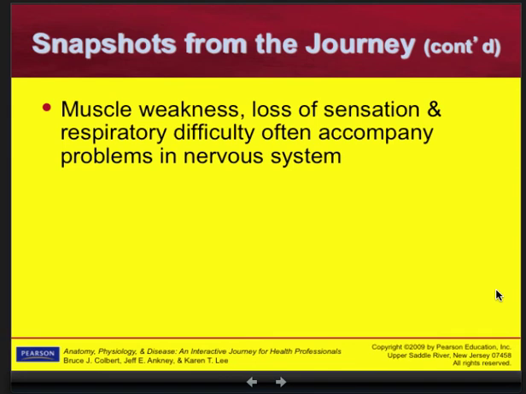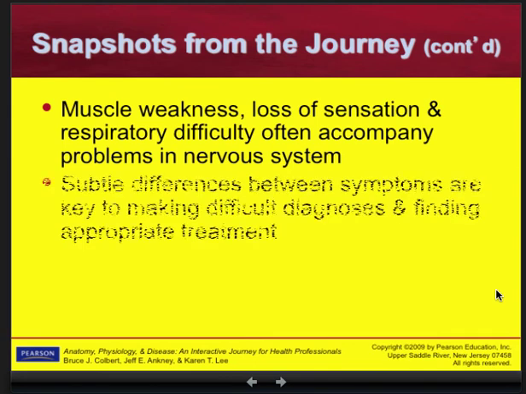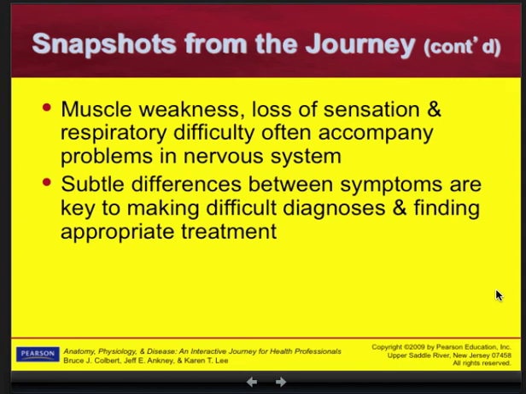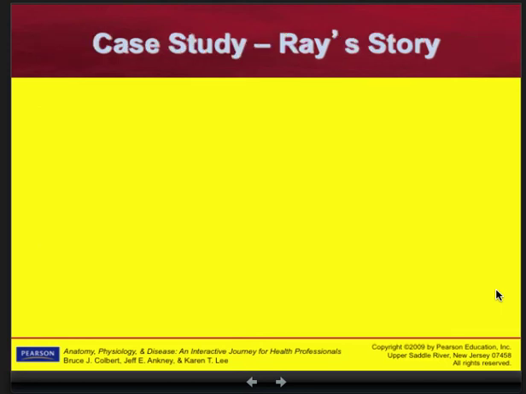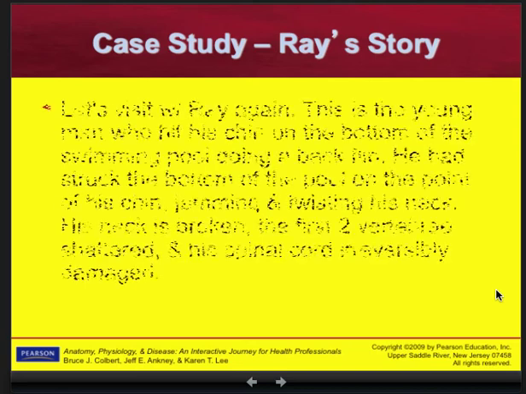Muscle weakness, loss of sensation, and respiratory difficulty often accompany problems in the nervous system. Subtle differences between symptoms are the key to making difficult diagnoses and finding appropriate treatment. Treatment generally consists of symptom management and the prevention of further deterioration. And we have a few case studies here.